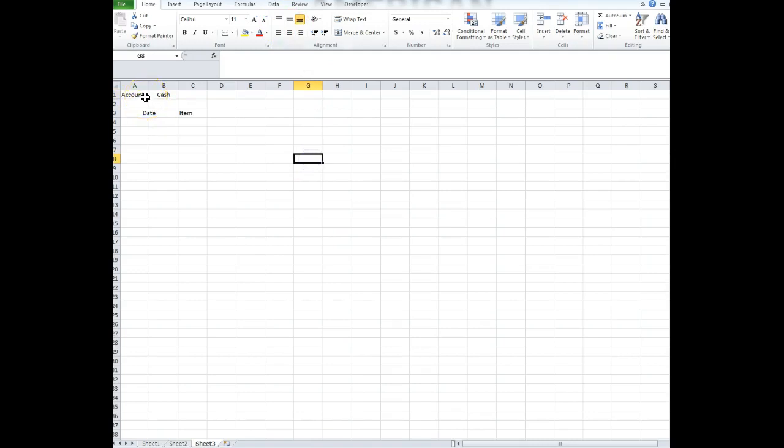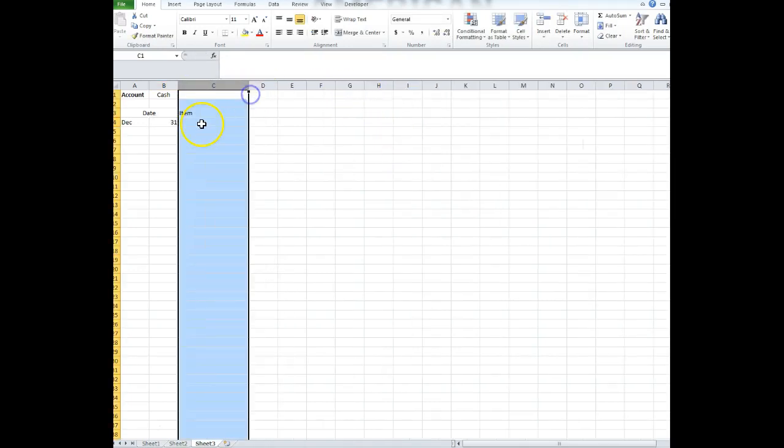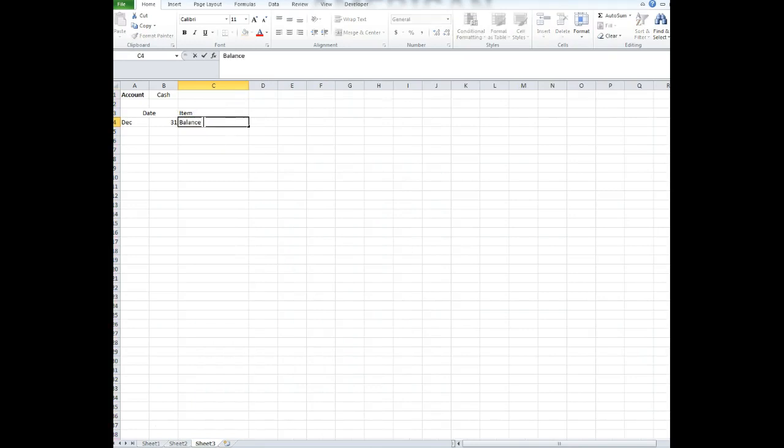Okay. Account is cash. The date is December 31st. See, our item is the balance of our cash account. Post reference. Let's see here. Debit, credit, debit, credit, balance.